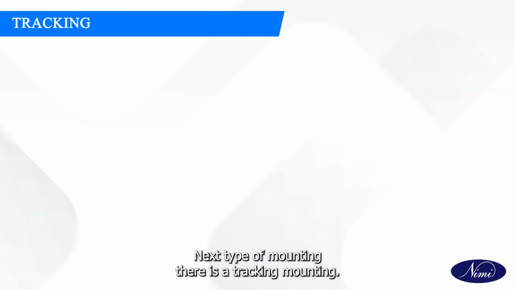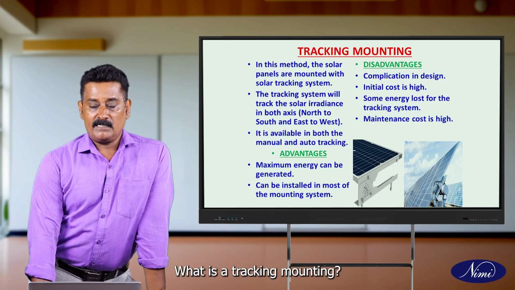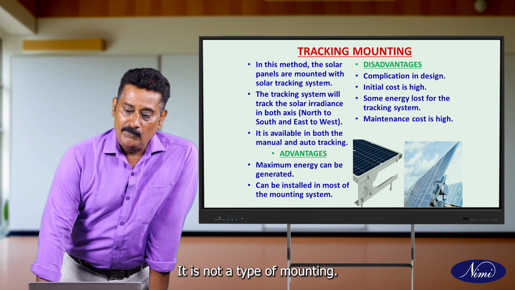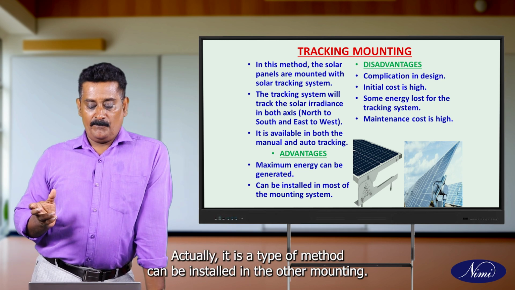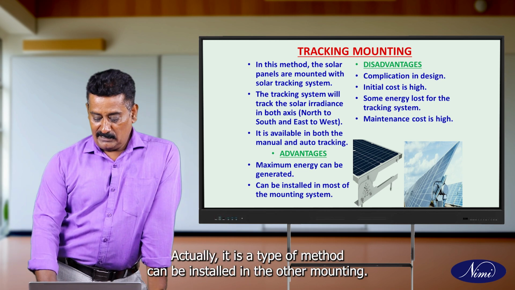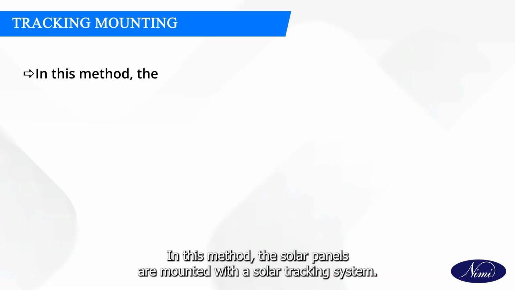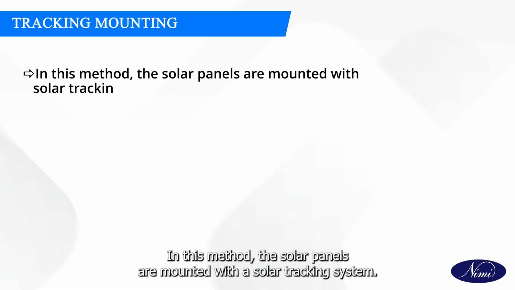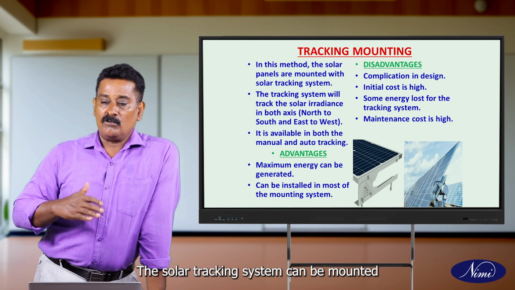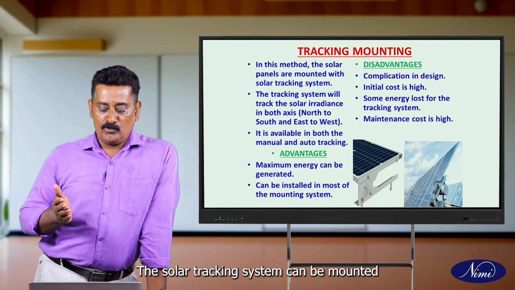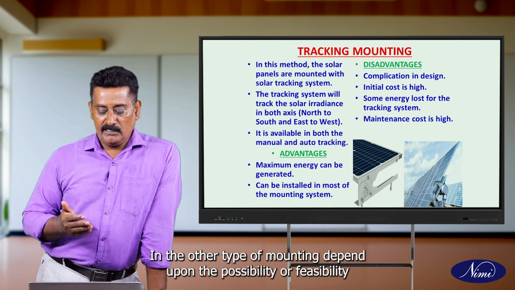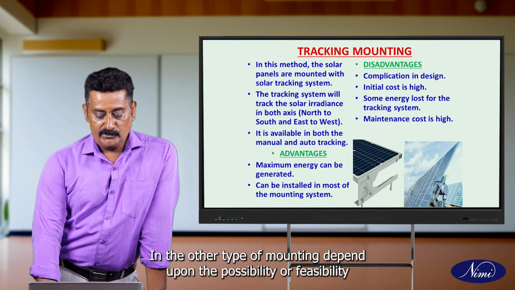Next type of mounting is the tracking mounting. What is a tracking mounting? It is not actually a type of mounting, it is a method that can be installed in other mountings. In this method, the solar panels are mounted with a solar tracking system. The solar tracking system can be mounted on the other types of mounting depending upon the possibilities or feasibility.